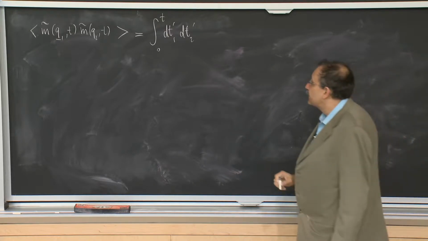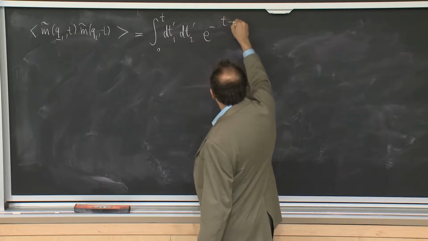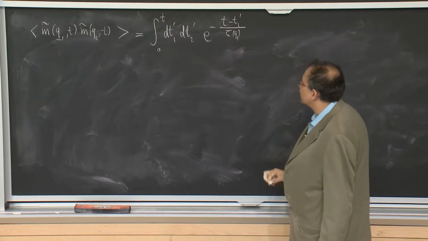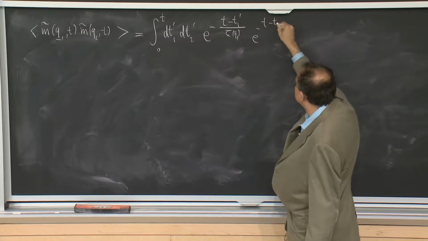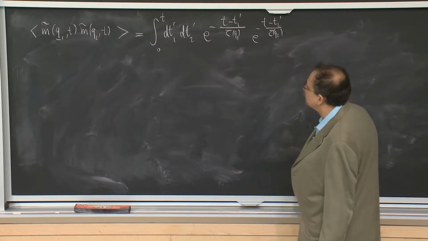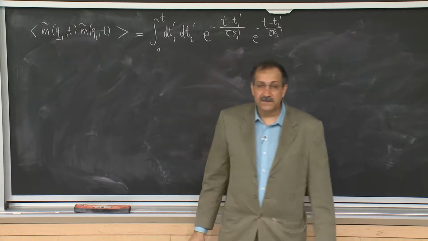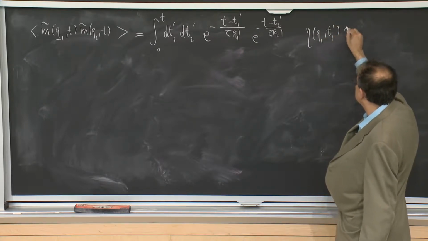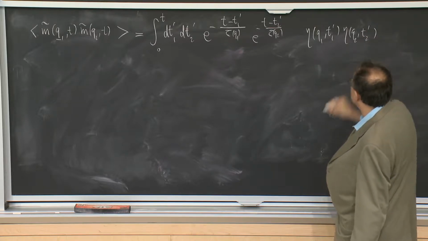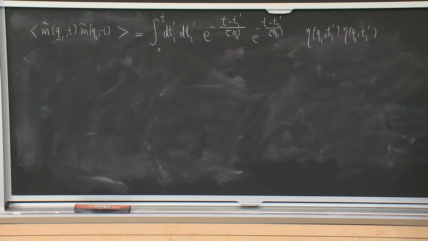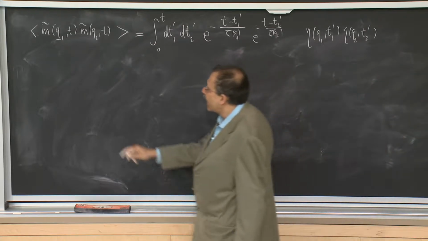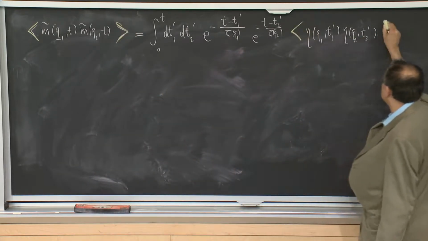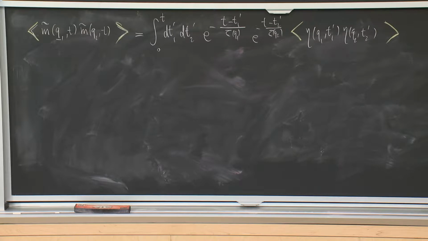Each one of them would decay with the corresponding tau of q. In one case, tau of q1, in the other case, tau of q2, coming from these things. And the noise, q1 at time t1 prime, the noise q2 at time t2 prime. Now, if I average over the noise, then I have to do an average over here.